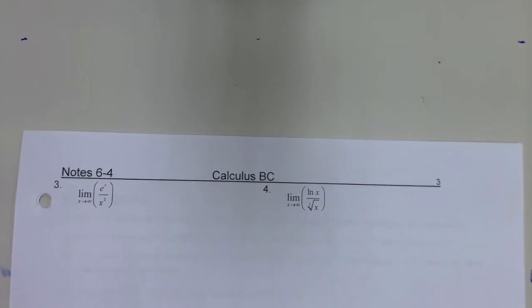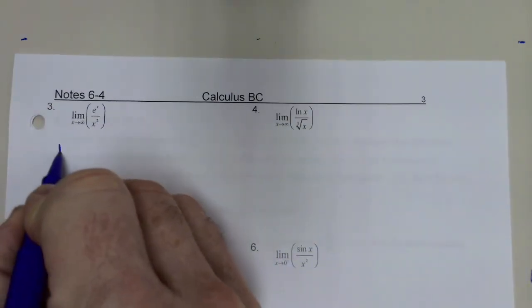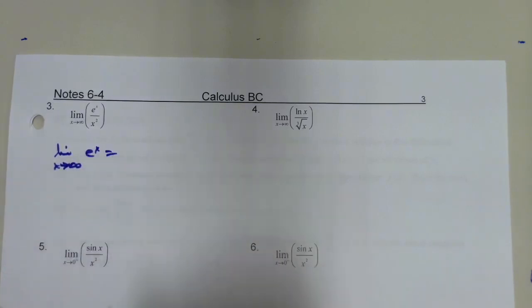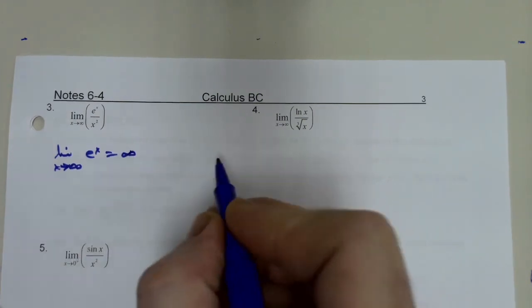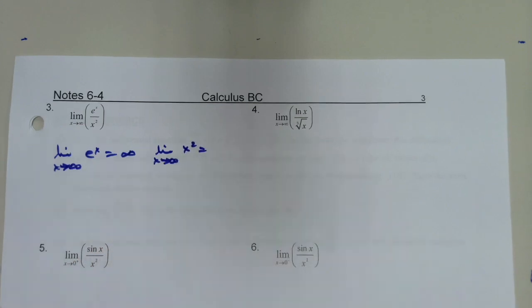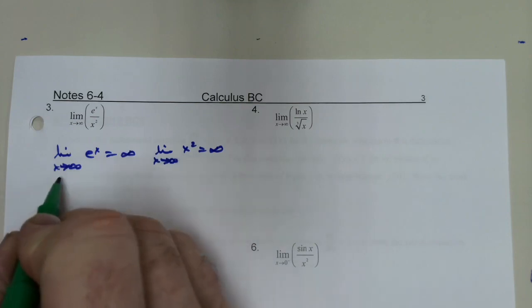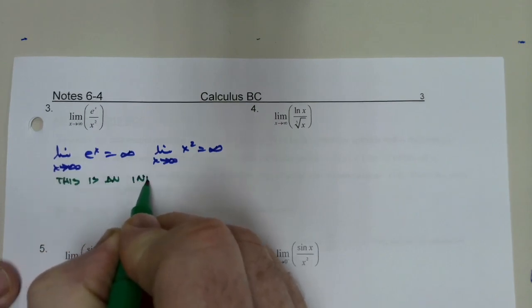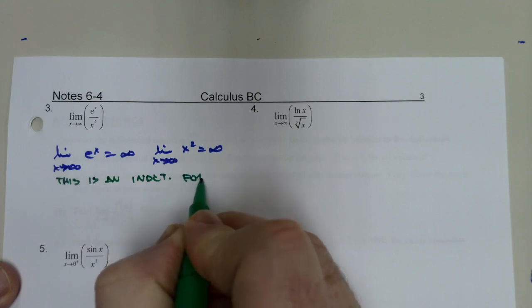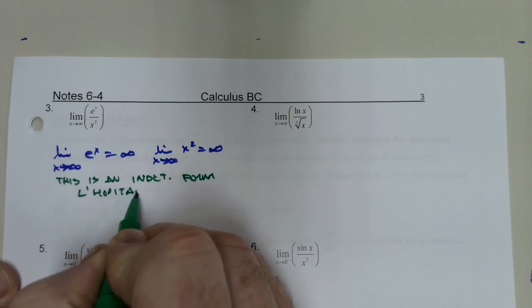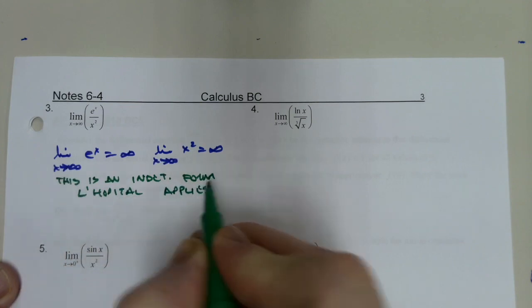Again, we're going to evaluate this as the limit as x goes to infinity of e to the x. That's going to be e to the infinity, or infinity. The limit as x goes to infinity of x squared is also going to be infinity. And therefore, this is indeterminate. L'Hopital does apply.